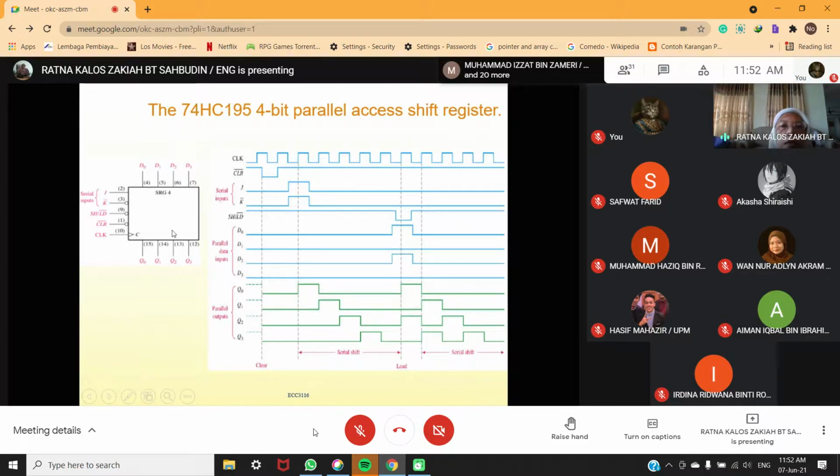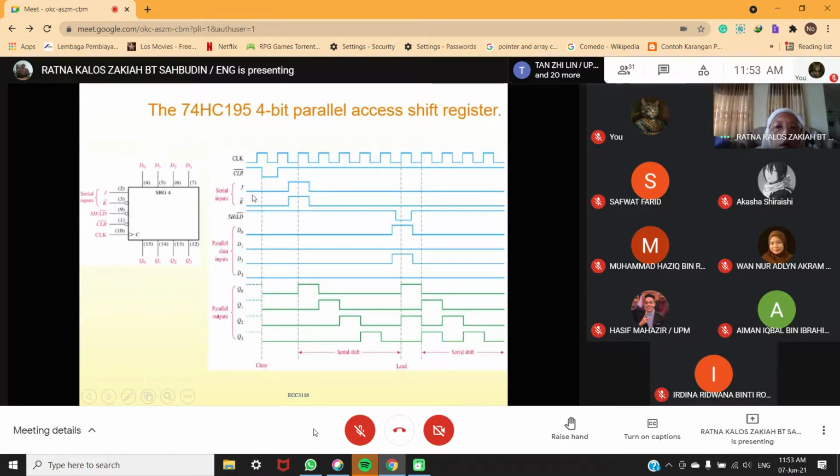Okay. So now look at this part. Clear, you have bar, or active low, because you have a bubble here. So when it is low here, it will clear, and then here is the JK flip-flop. Okay, so this is the serial input, but when we are referring to parallel input, we refer here. And then you have here shift and load, and then this is the data input.